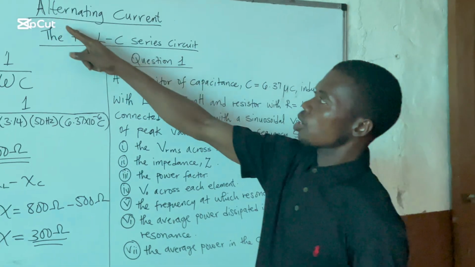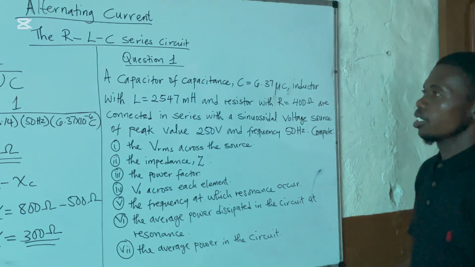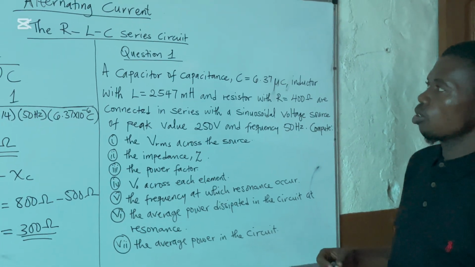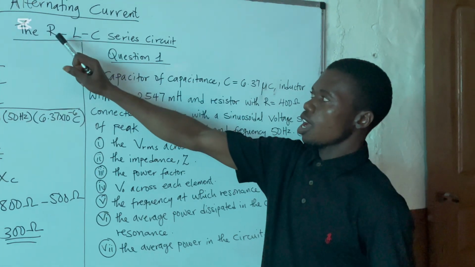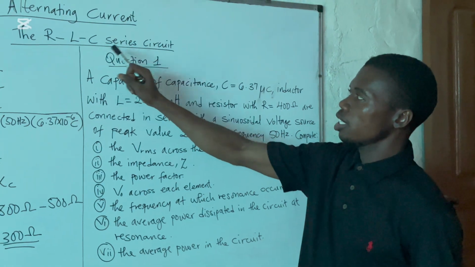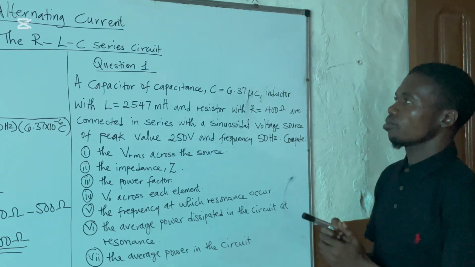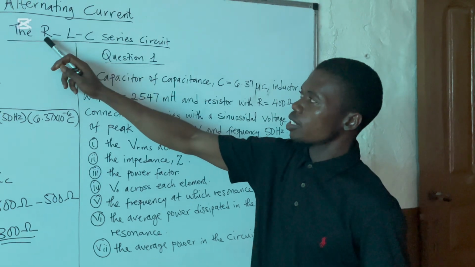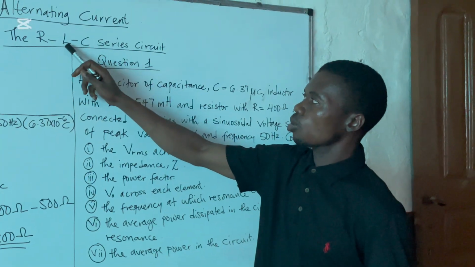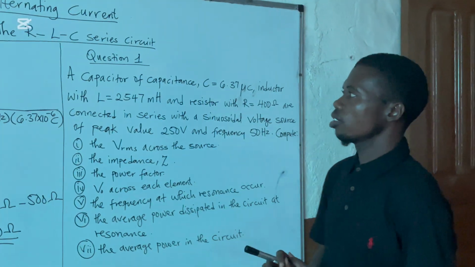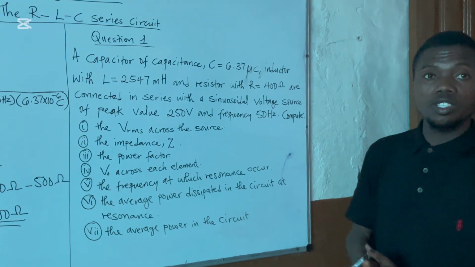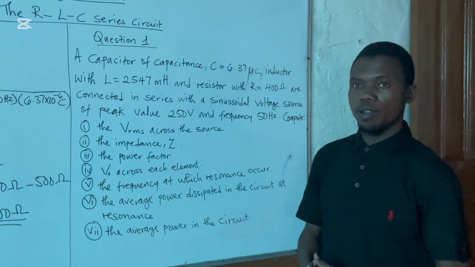Today we're going to look at alternating current. Specifically, we're going to be answering a question on the RLC series circuit. RLC represents the resistor, inductor, and capacitor. So we are talking about a resistor, inductor, and capacitor series circuit. We have a question here.